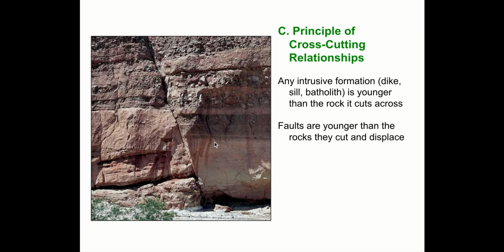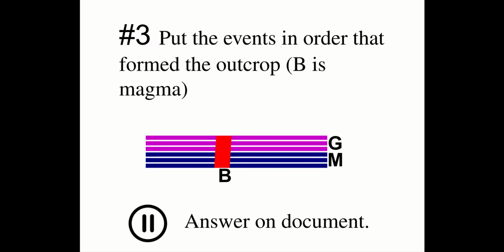These layers, these tan and red layers had to be there, and this fault moved this side up compared to the other side, and the layers had to be there to get moved. So the layer has to be there to be cut. So here's number 3, put the events in order, and B is magma that came up from below. Go ahead and pause and put the answer on your document.